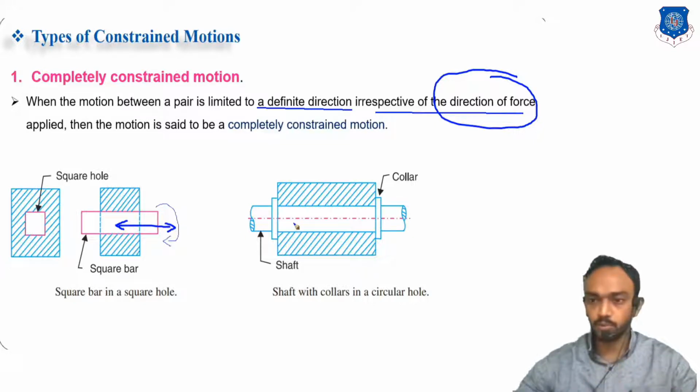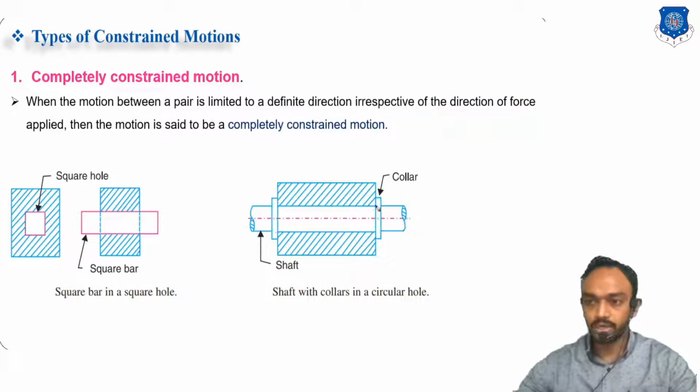It is reciprocating, and in the other case it will rotate, because of the collar on both sides. So whatever direction or whatever force you apply, if you give this force in this direction, it will not move, it will only rotate. So irrespective of the direction of force, it will move in only one direction. So this is the completely constrained motion.